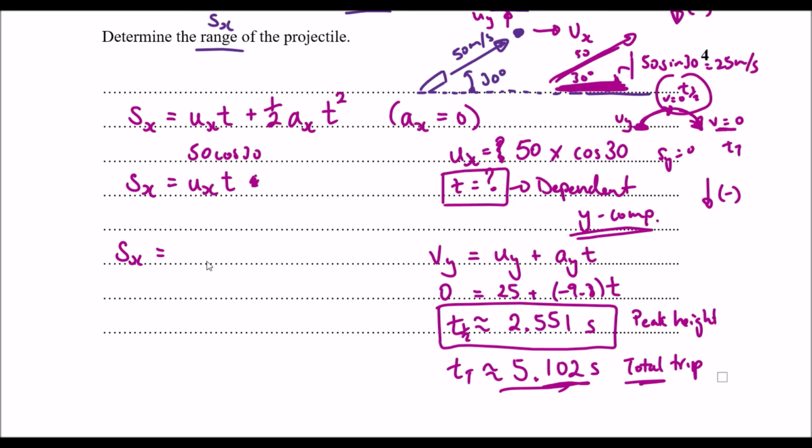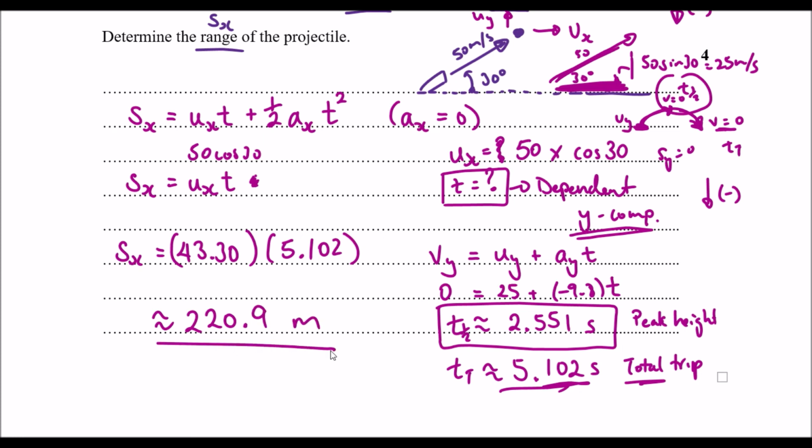So it is 43.3. We'll use 4 sig figs like I did before. Multiply by our time of 5.102, and I find that the approximate range in this context is 220.9 meters in length. And that's how you solve this problem.